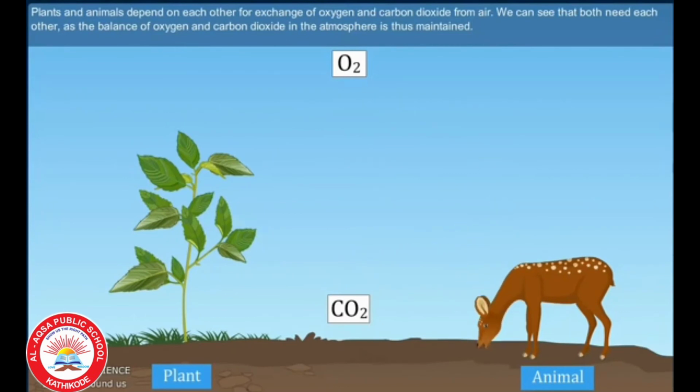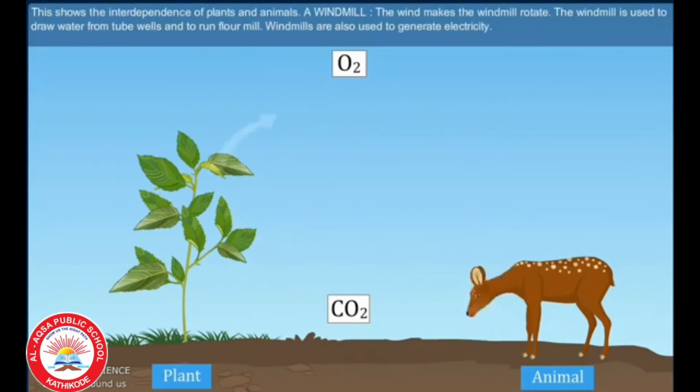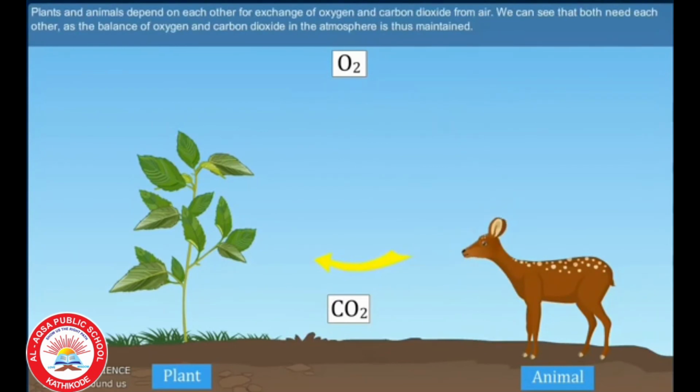The balance of oxygen and carbon dioxide in the atmosphere is maintained through respiration in plants and animals and by the photosynthesis in plants. This shows the interdependence of plants and animals.